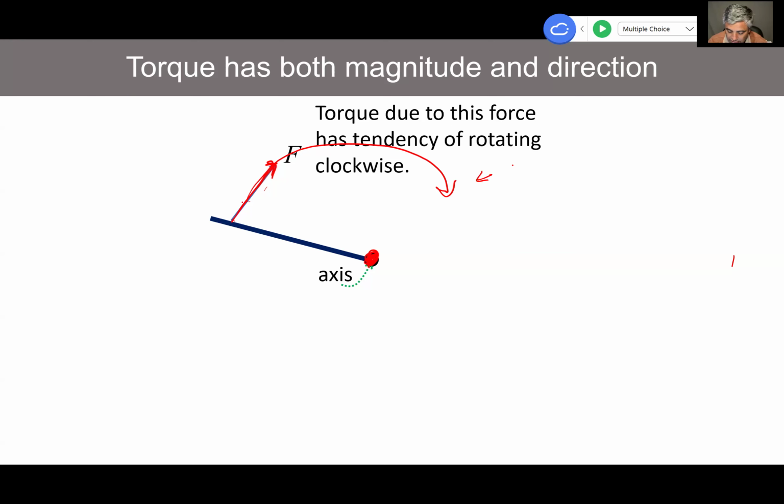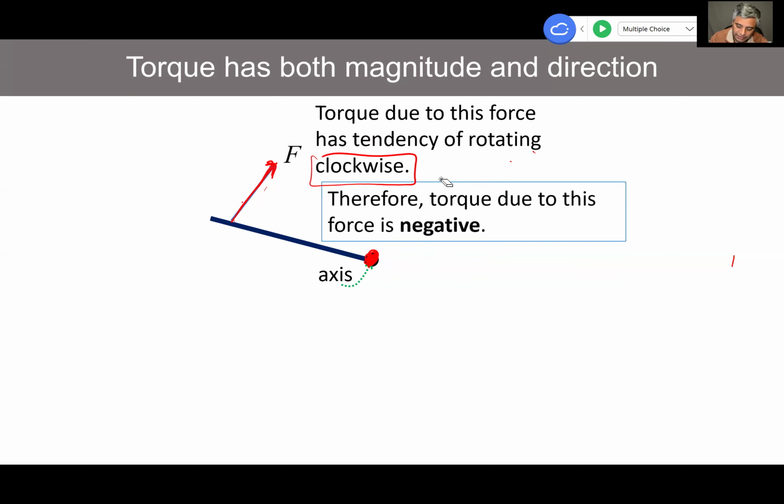And is it clockwise or counterclockwise? Oh, looks like I just wrote it there. It's right there, right? So this is clockwise rotation. So if a torque is rotating or trying to rotate an object in the clockwise direction, then we use a negative sign for that torque. We assign negative for that.